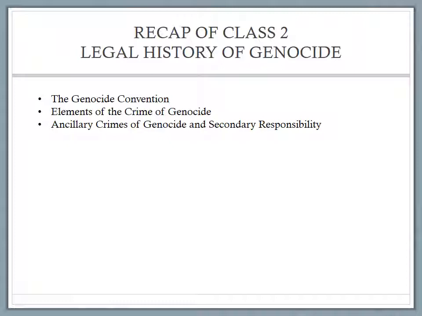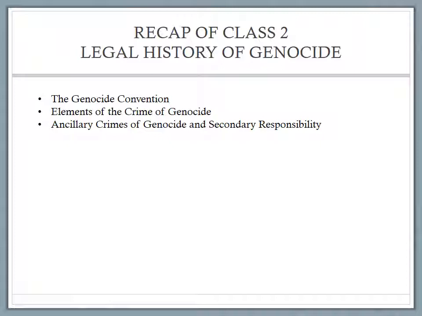Before we turn to today's lecture, let's do a quick recap of Class 2, Legal History of Genocide. In Class 2, we looked at the drafting history of the Genocide Convention. We also looked at the elements that were included and those which were specifically left out of the convention definition of genocide, such as a protected group based on political views.